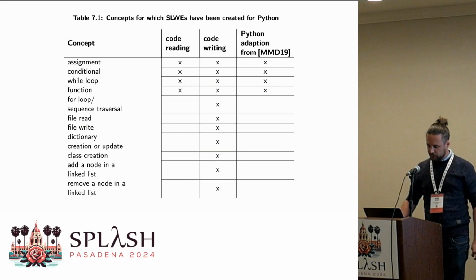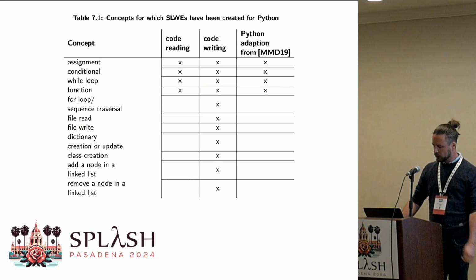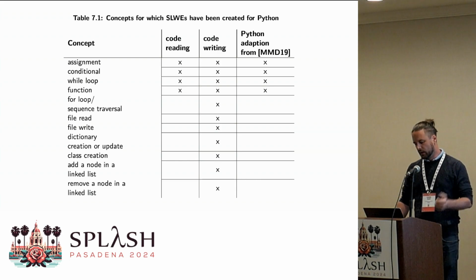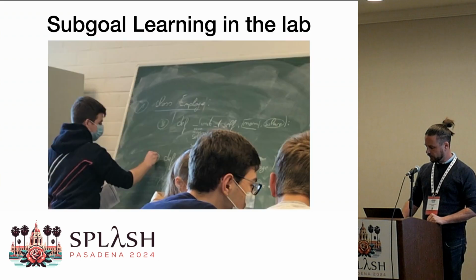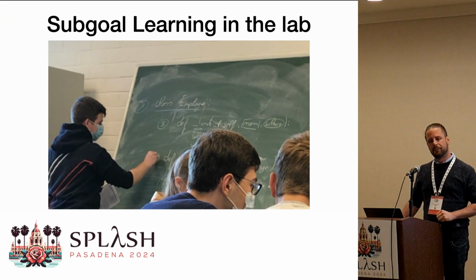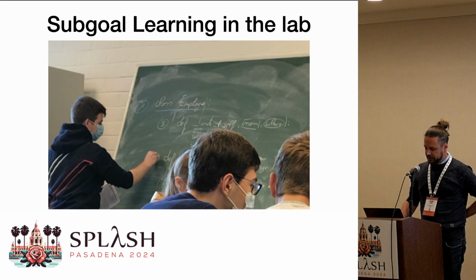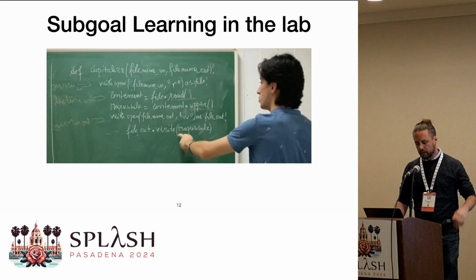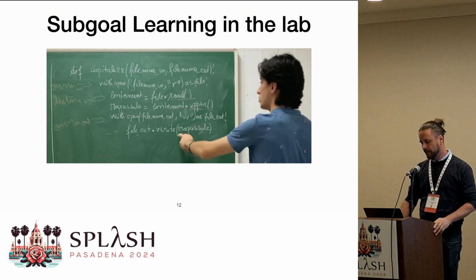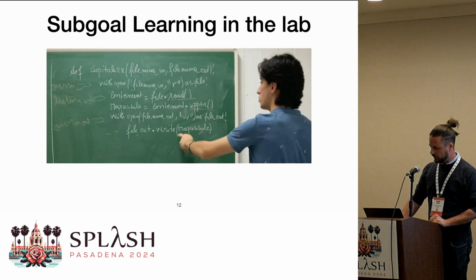Here is a list of the different concepts for which we have subgoals. Some of them are adapted from Laurent's work, but others we derived ourselves. We won't go through the whole list, but we can talk about it later if you want. So here are examples of tutors, UTAs, working with subgoals in the classroom. For example, here you can see he's circling some class elements in code on the blackboard. Here he's annotating some lines of code with labels on the blackboard. So those are examples of UTAs using the strategy.